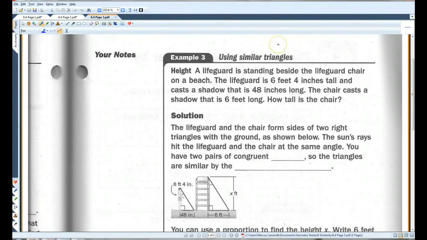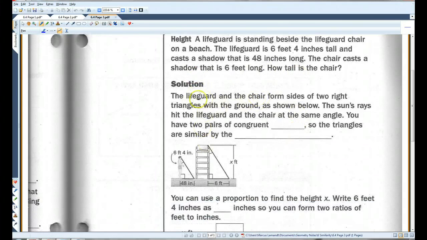A lifeguard is standing beside the lifeguard chair on a beach. The lifeguard is 6 feet 4 inches tall and casts a shadow that is 48 inches long. The chair casts a shadow that is 6 feet long. How tall is the chair? Alright, so this is our situation. The lifeguard and the chair form sides of two right triangles with the ground as shown below in the diagram. The sun's rays hit the lifeguard and the chair at the same angle.